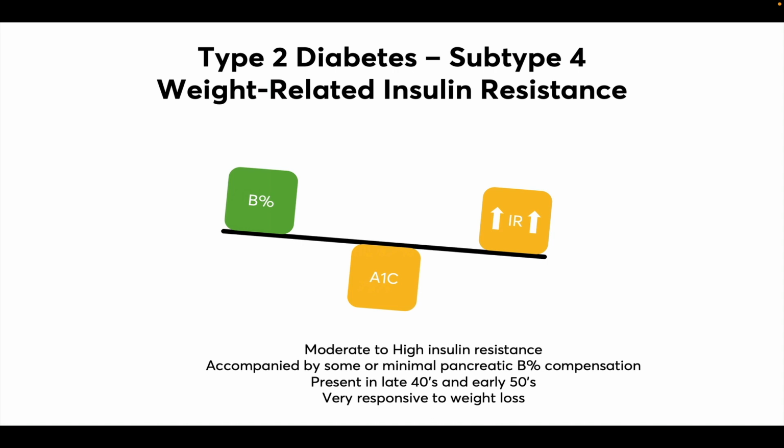The average individual in our society gains about a pound per year from the time they're 18 onwards. And so by the time you're age 50, you've often gained 30 or 40 pounds. This particular subtype is very responsive to weight loss.